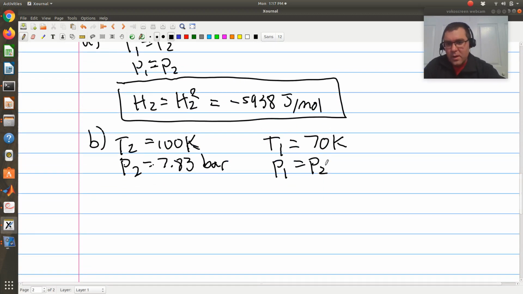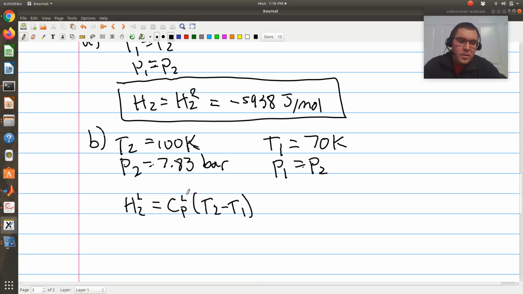Okay, so when I write down my equation, I'm going to have the H2, and I'm just going to make a note that it's a liquid, because we want the enthalpy of the saturated liquid at 100 Kelvin. That would be equal to Cp liquid, T2 minus T1.